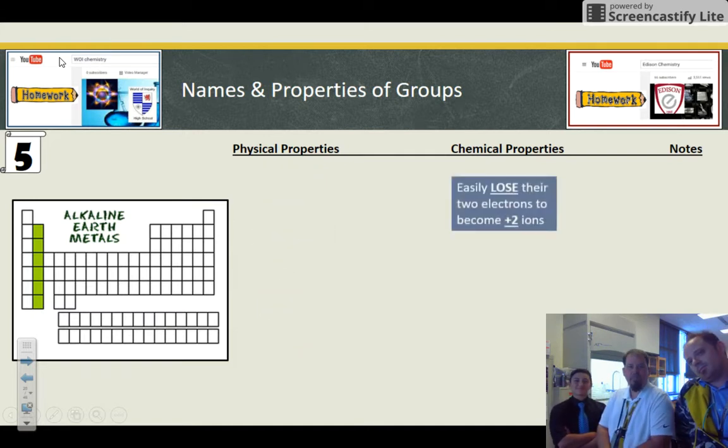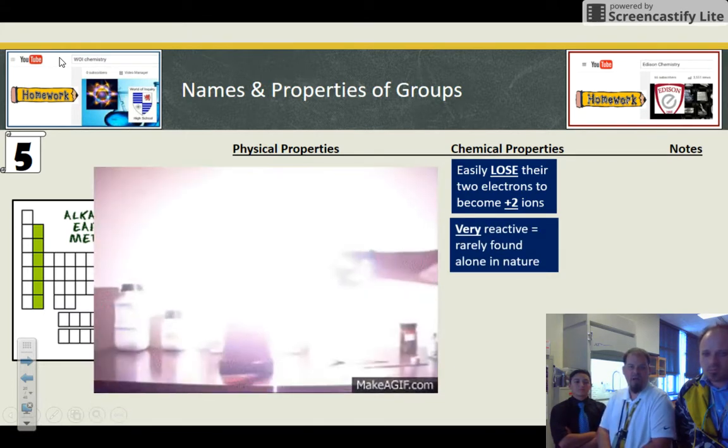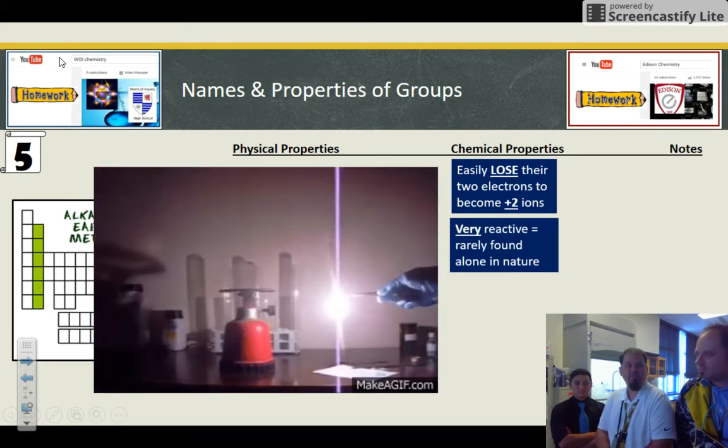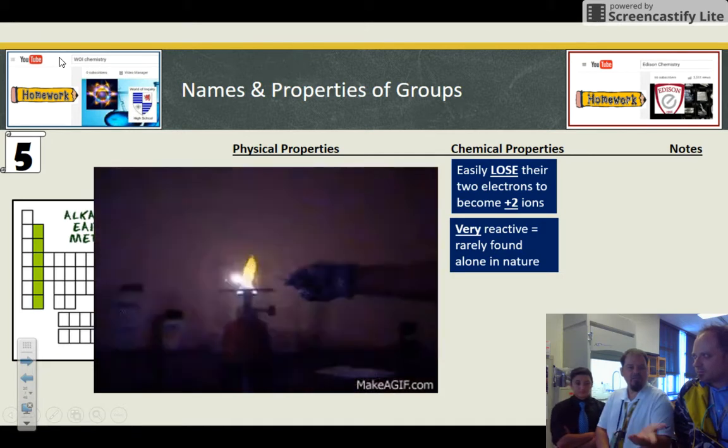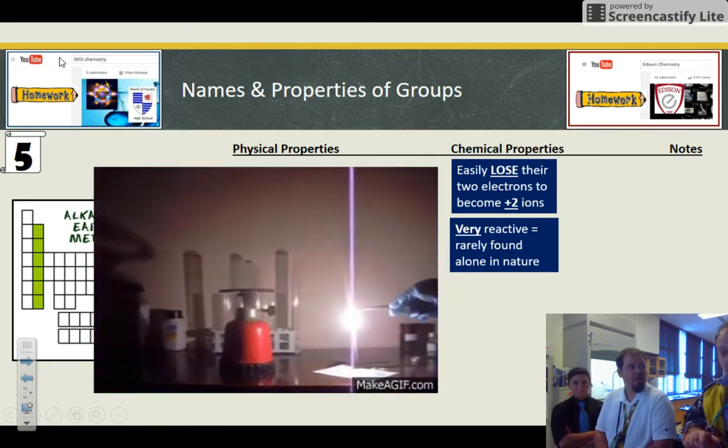Chemical properties. They easily lose their 2 electrons, becoming +2 ions. They are very reactive and rarely found alone in nature. And this is magnesium in row 2, reacting like crazy.